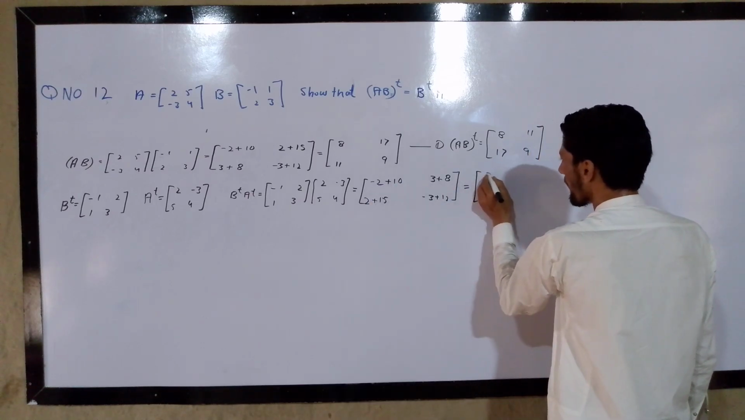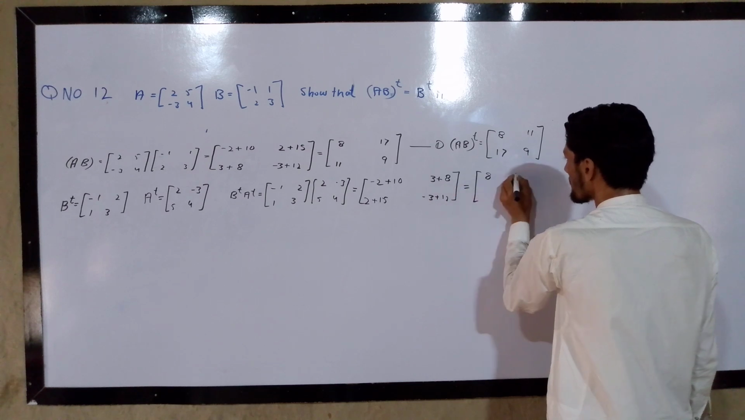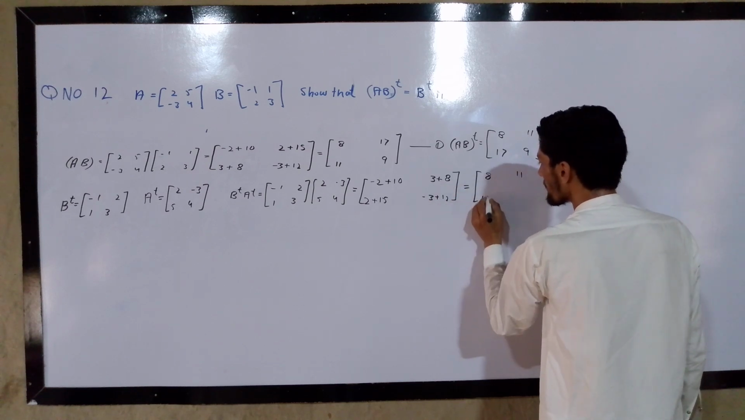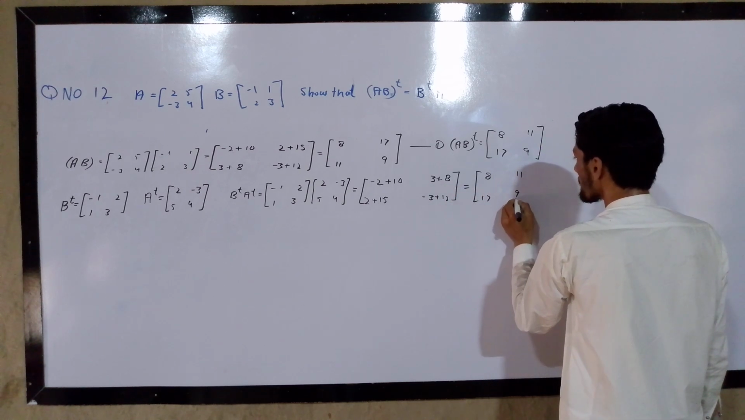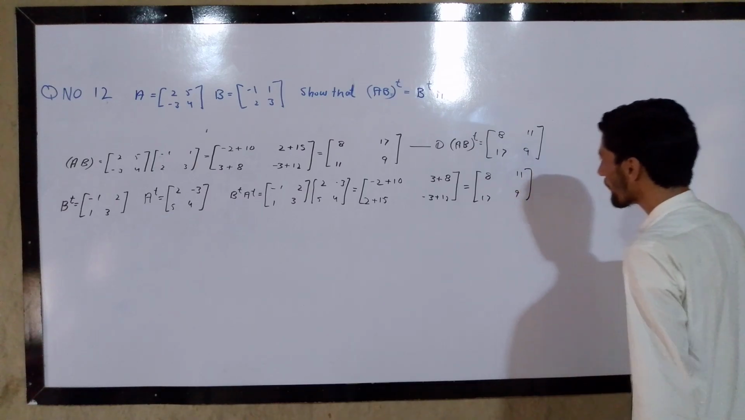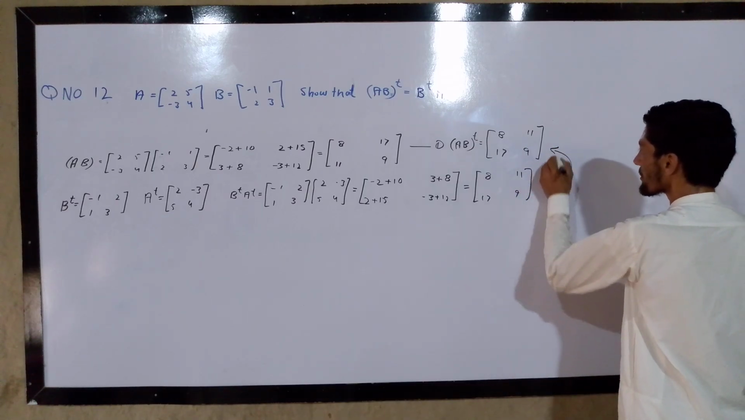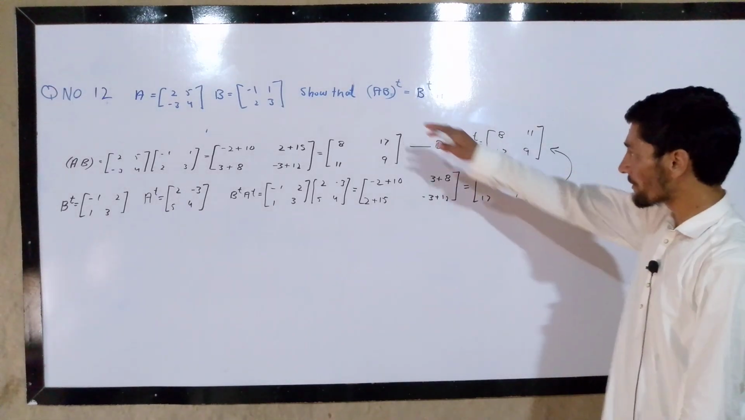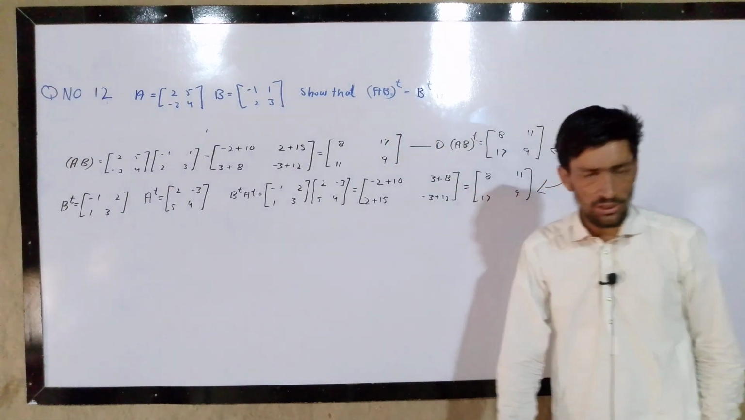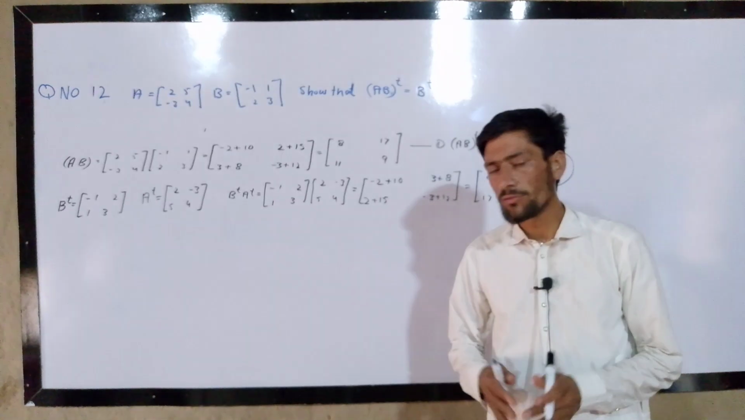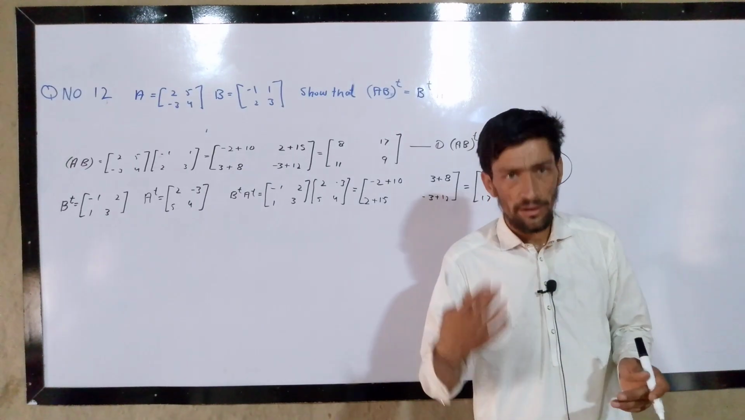This is 8, this is 11, this is 17 and this is 9. So both are the same, and we prove that (A × B) whole transpose is equal to B transpose × A transpose.